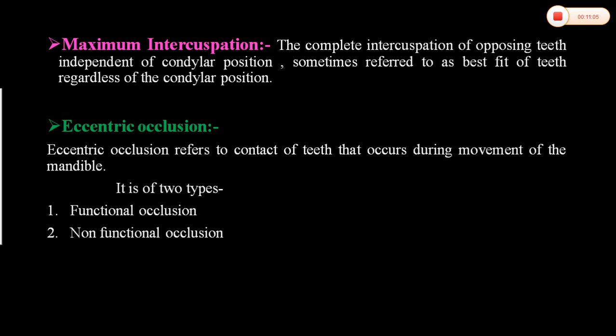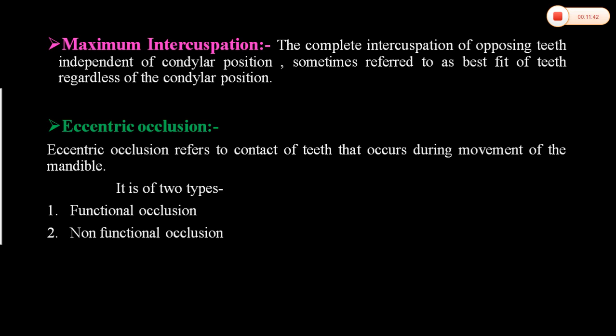Centric means when the mandible moves upward and downward. Eccentric means other than centric: protrusive, lateral. When you move the mandible to the right side, that is known as right lateral. When you move the mandible to the left side, it's known as left lateral. See, the maxilla is a fixed jaw, whereas the mandible is the movable portion. If you move the mandible forward, it is known as protrusive. If you move it to the right, right lateral. If you move it to the left, left lateral.